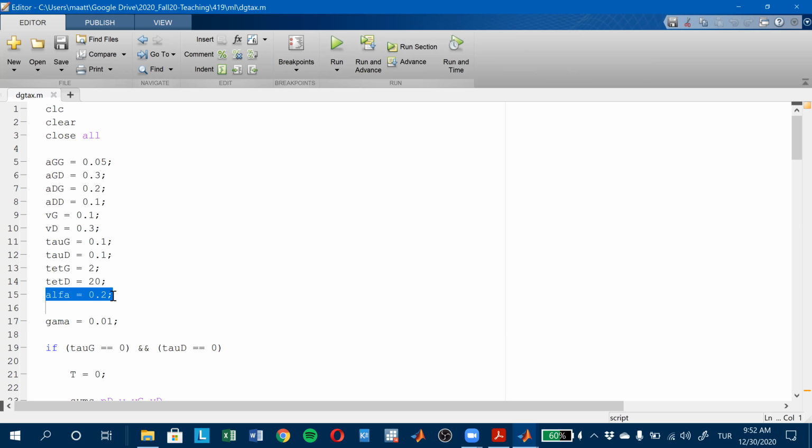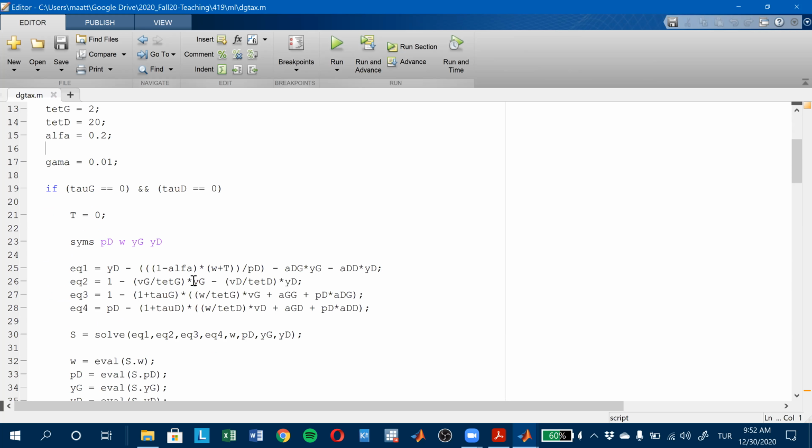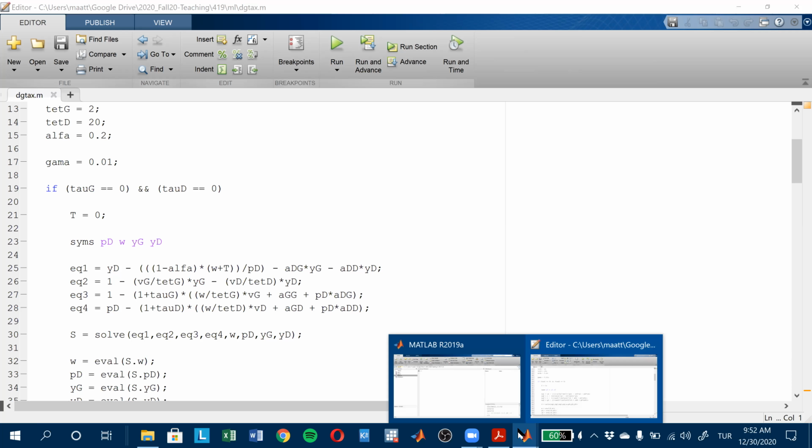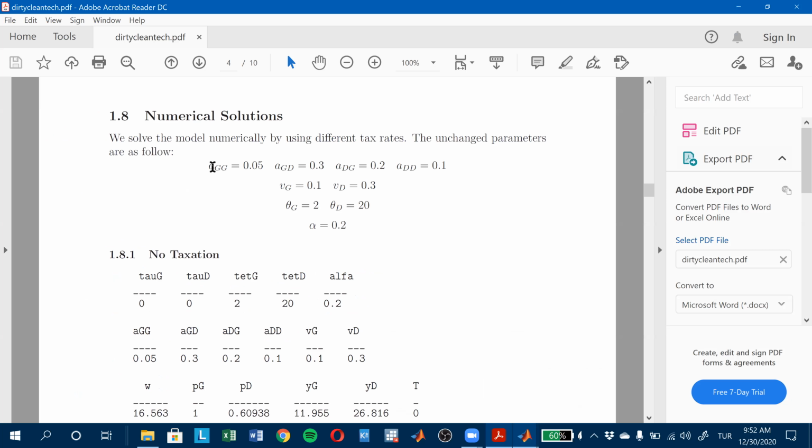I have alpha in the utility function. Alpha is for the green good, all right? So alpha is the budget share of the green good. And gamma will be the externality parameter that we haven't seen yet, all right? Now, these parameters are here, okay? The same ones.